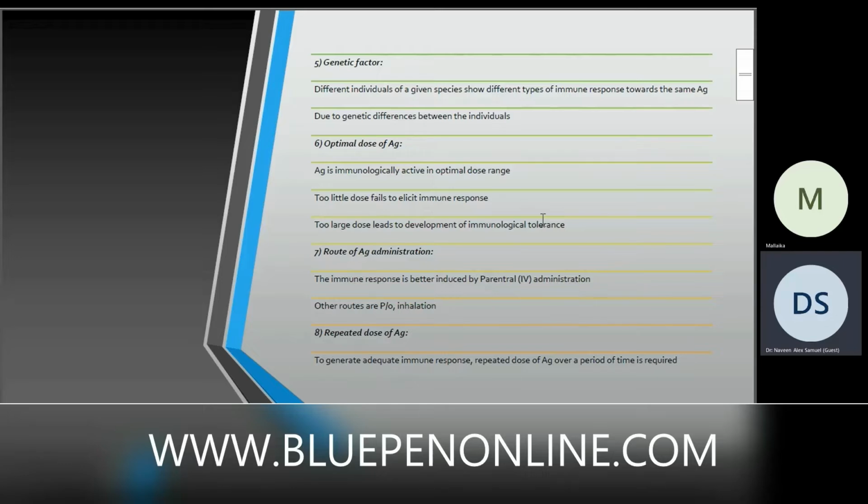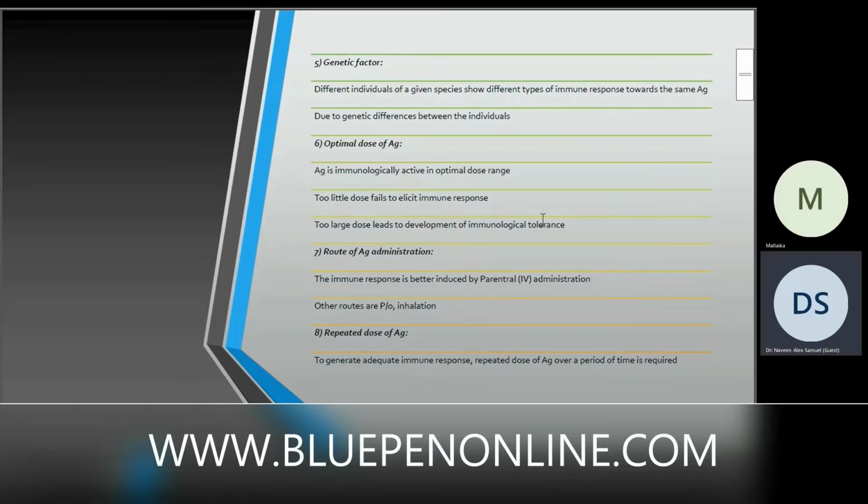The immune response is better induced by parenteral administration. That is, the IV route causes more severe antigenic stimulation. You take a Rantac tablet or a paracetamol tablet, you might not get an allergic reaction. But the same content, if you give through the IV route, the person might get an anaphylactic reaction. Diclofenac is the best example, because when you start practicing in internship, you'll find a lot of diclofenac allergic reactions.